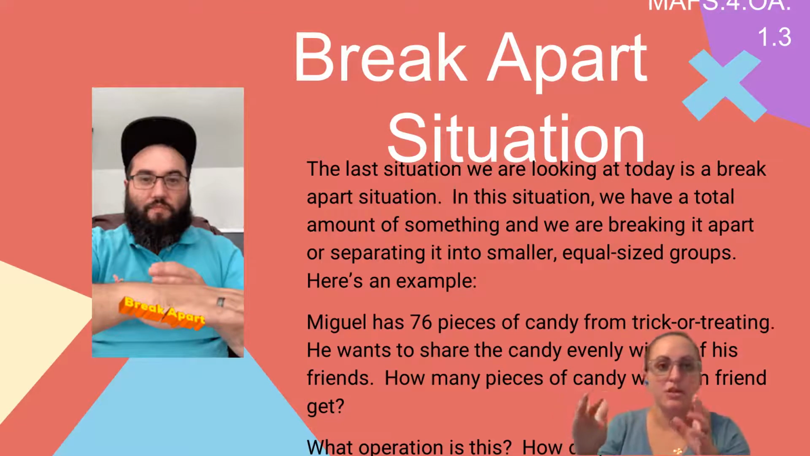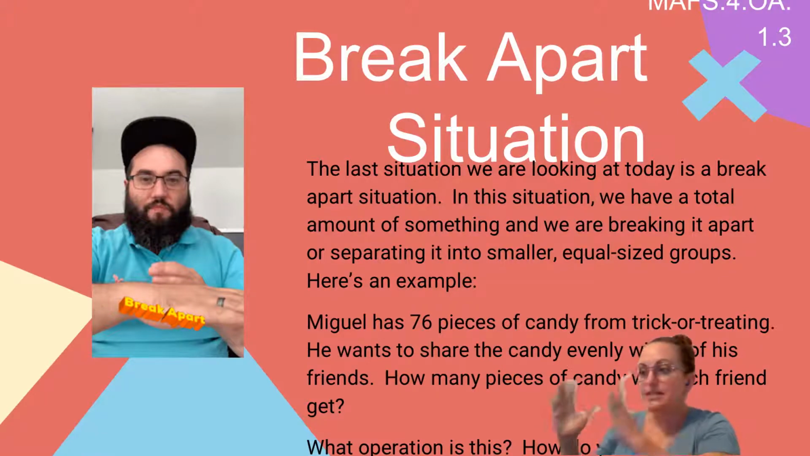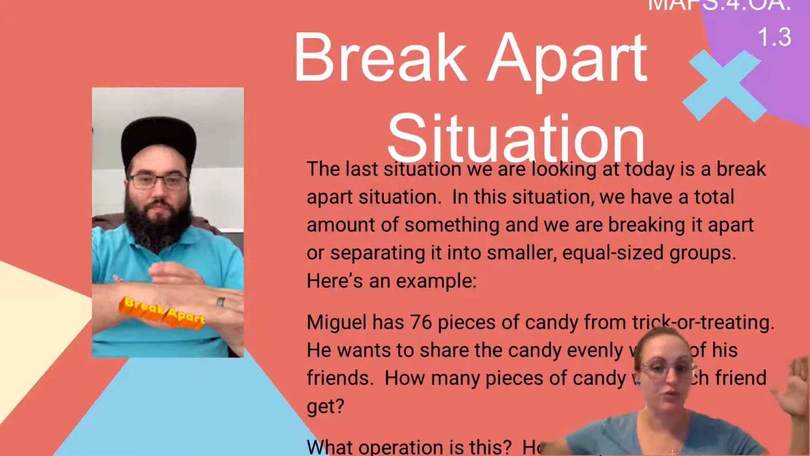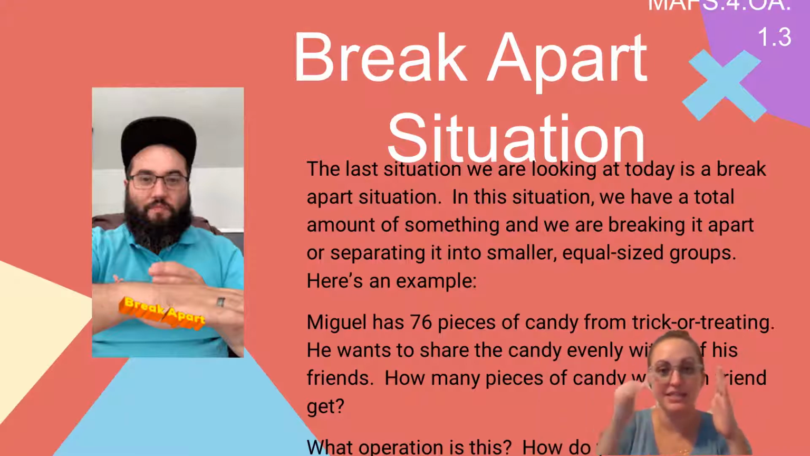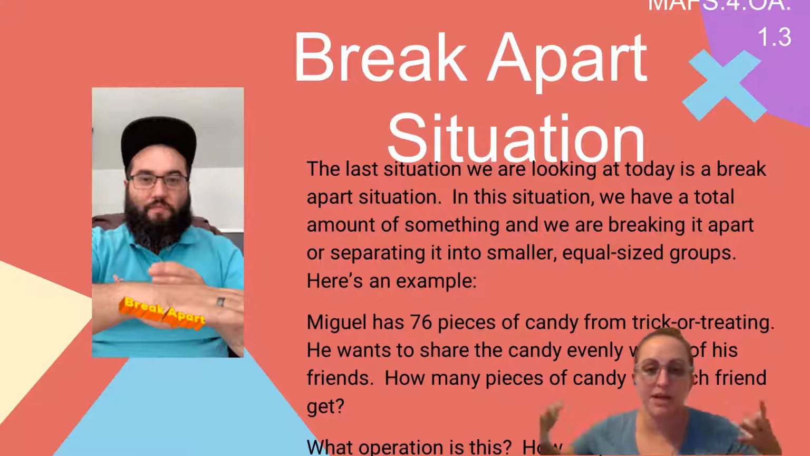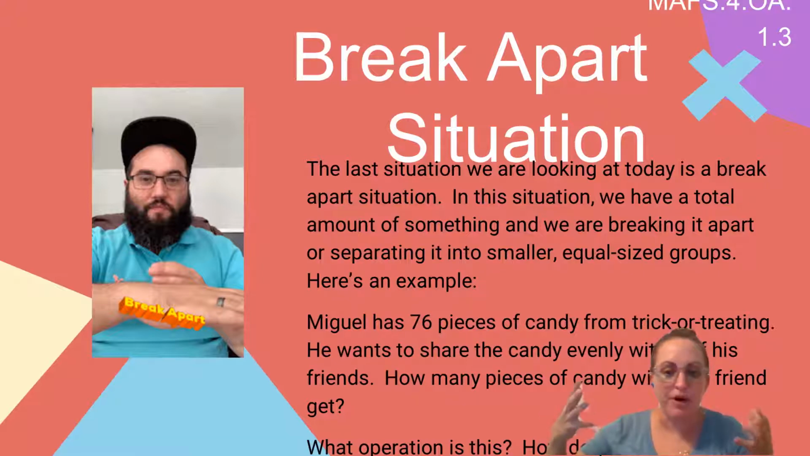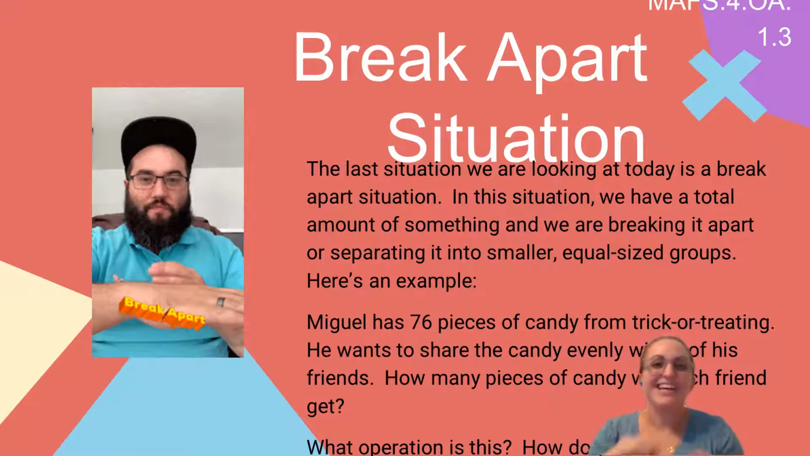So if I wanted to measure wood and I need the same size, I have a big, huge, long piece of wood and I'm cutting it up into smaller pieces and all the pieces are going to be the same size, that would be a division situation or a break apart situation. If I have a big amount of candy that maybe I've bought in a big bag and I want to share it equally with my friends, that would be a break apart situation. So anytime you're breaking it apart into equal size groups, that's a division situation. That's when you would be using division.